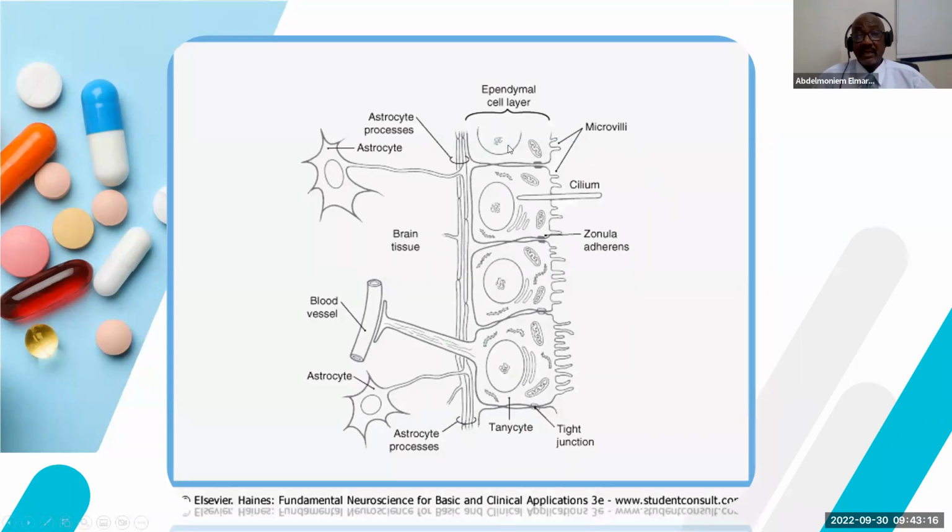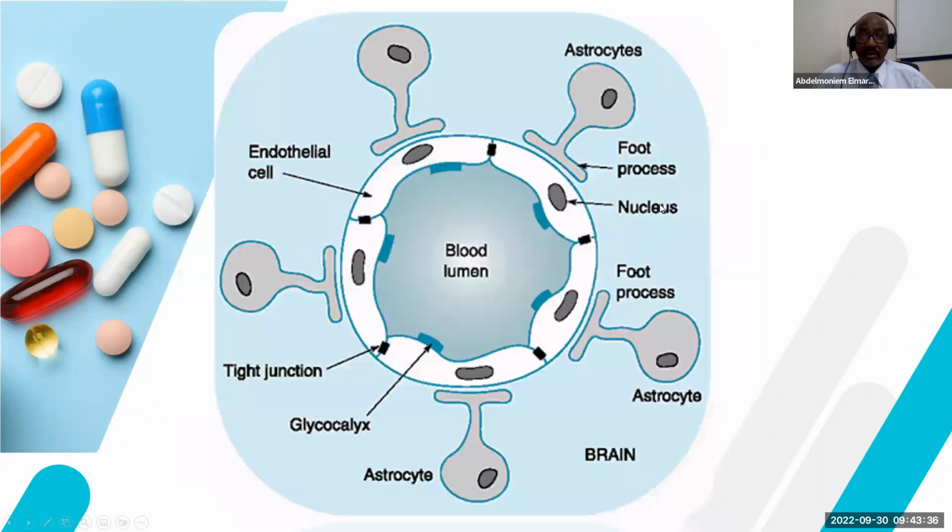the ependymal layer. It will show you some of the astrocyte processes. You will see this is the brain tissue itself. And by the way, this is depicting the blood-brain barrier. I don't want to go into that. I want to concentrate on the secretion and circulation of the fluid.